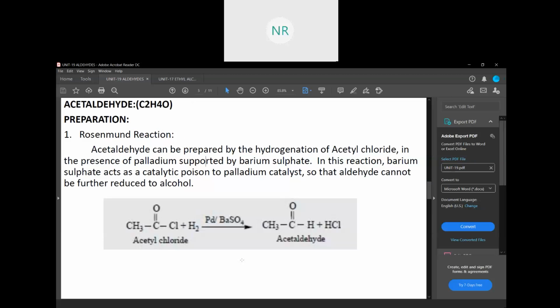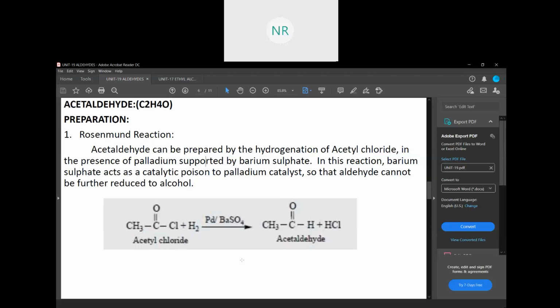Okay, C2H4O, that is acetaldehyde. So preparation. Okay, so this is a very important reaction. Okay, Rosenmund reaction. They can ask the preparation of acetaldehyde from acetyl chloride, or they can also ask you to write the Rosenmund reaction. So while writing the reaction, also write the name of the reaction, if that reaction has a name.